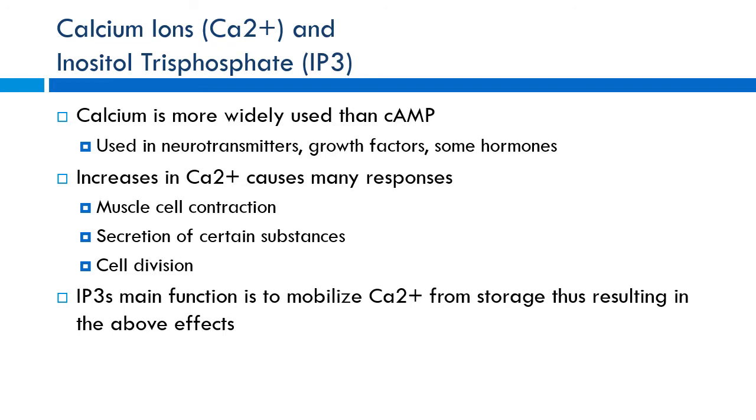So usually calcium is very well regulated because it is going to be causing things like muscle cell contraction. You can see secretion of substances can be influenced by calcium, cell division. So it's really important that we can regulate this, and this is one of the second messengers that helps us with that.